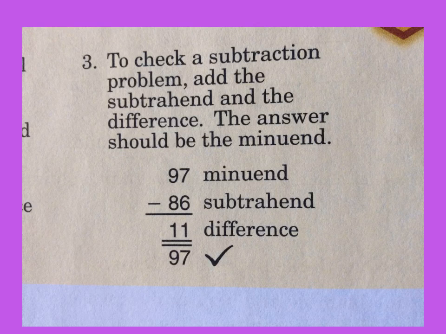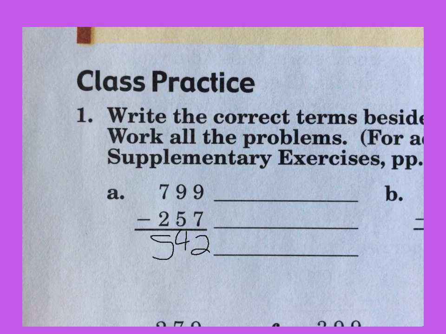If we look at the box at the top, it shows us what it should be. The top number in a subtraction problem is the minuend. The bottom number in a subtraction problem is the subtrahend. And then the answer to the subtraction problem is the difference. So we need to write those down.